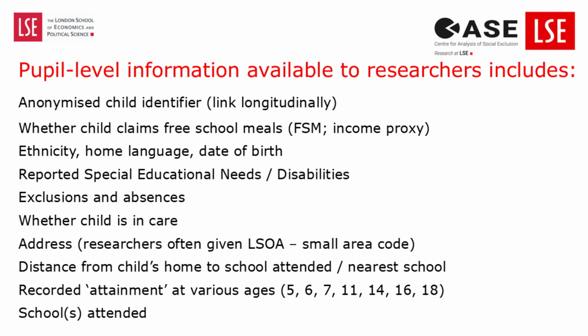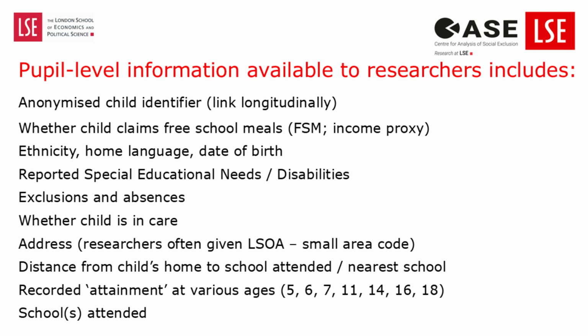There's also the child's address, though often that's not available to researchers, and instead we'd be given a lower level area identifier. We have information as well on things like the distance from the child's home to their school and the distance from the child's home to their nearest school. So stuff like that is quite interesting for looking at things like school choice and inequalities there. We've got information for each child on their recorded attainment at various ages. So at the moment, that's roughly at age 5, 6, 7, 11, 14, 16 and 18.